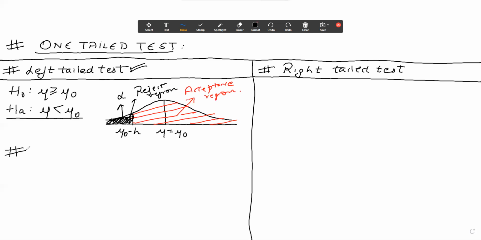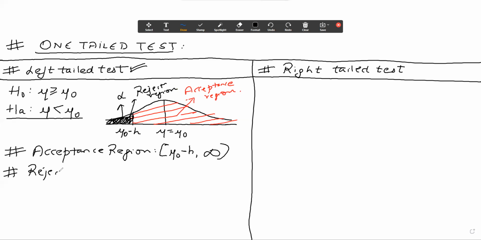So if I write it in terms of intervals, acceptance region is mu naught minus h to infinity. The rejection region will be minus infinity to mu naught minus h.